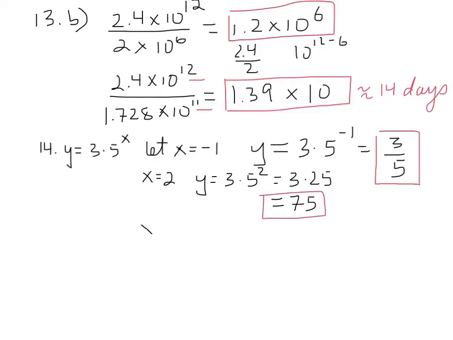And the last bit of it says let x equal 3. So y equals 3 times 5 cubed, which is 3 times 125. So we get 375.